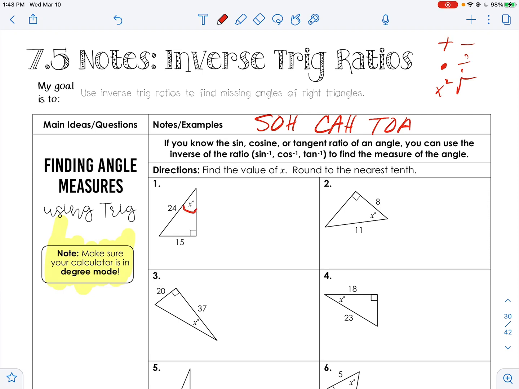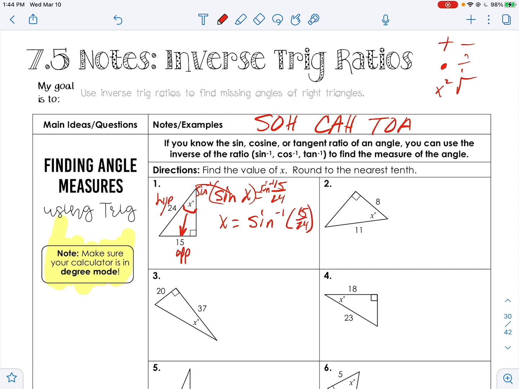All right, so here's our angle in question. We've got a 15, which is opposite, and we've got the 24, which is opposite the 90, so that's going to be the hypotenuse. OH is SOH CAH TOA. So we want sine of x to equal 15 over 24. Now what we do is we do the same thing to both sides. We sine to the -1, and that's going to cancel out the sine part. So x equals sine to the -1 of 15 over 24.